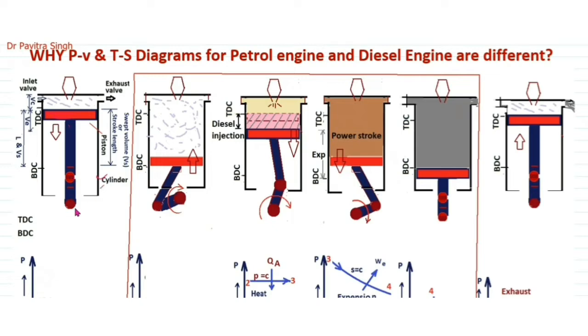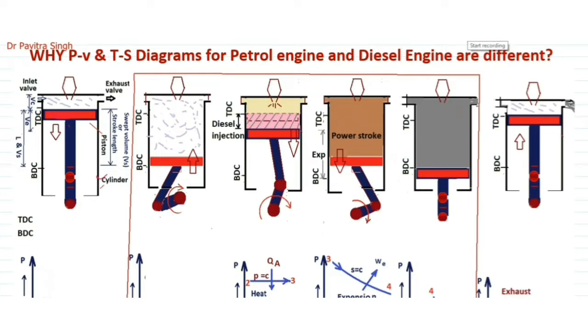This is the crank pin and this is the crankshaft, and this is the inner dead center and this is the outer dead center, or you can say this is TDC or this is BDC. In the case of a vertical engine it will be TDC, top dead center, and this will be bottom dead center. If this engine is horizontally aligned, then this will be IDC and this will be BDC.